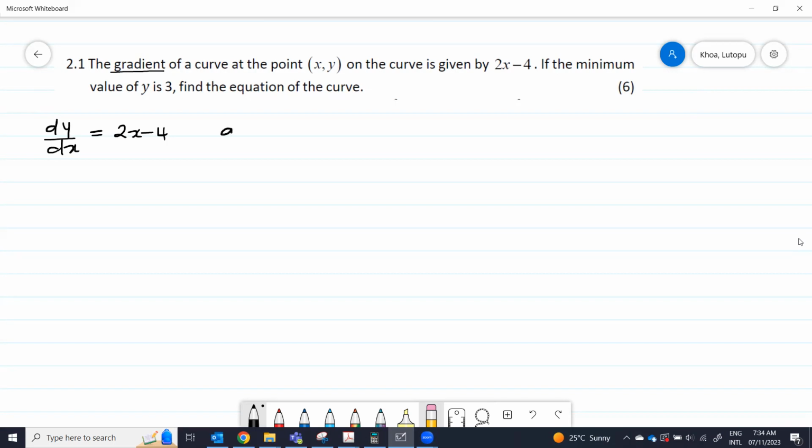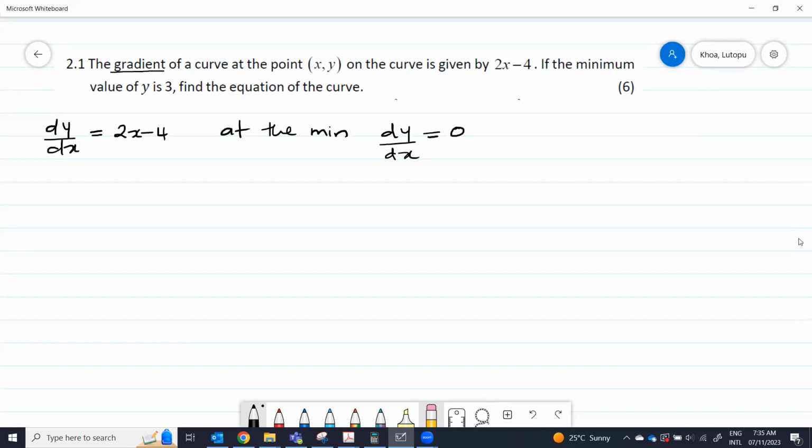Now we know that at the minimum, dy dx is equal to 0. So that is something we know about the derivative, because when we're trying to find the minimum or the maximum, we differentiate, we equate to 0, and then we solve. So this time we are given the derivative already. We are told what the y value is when the function is a minimum.